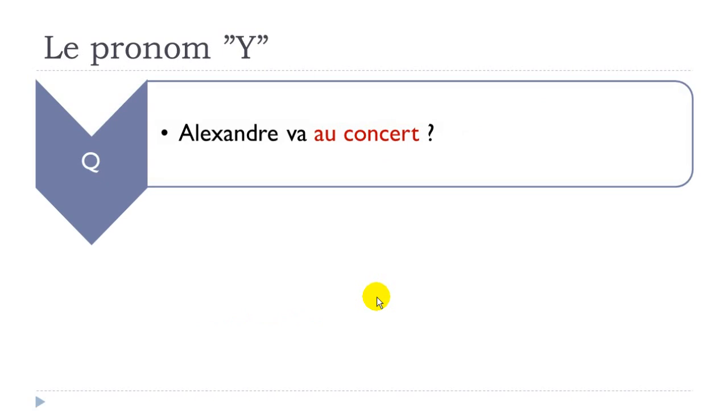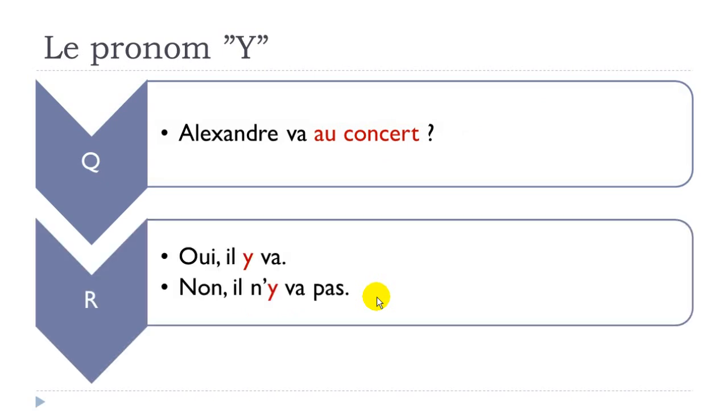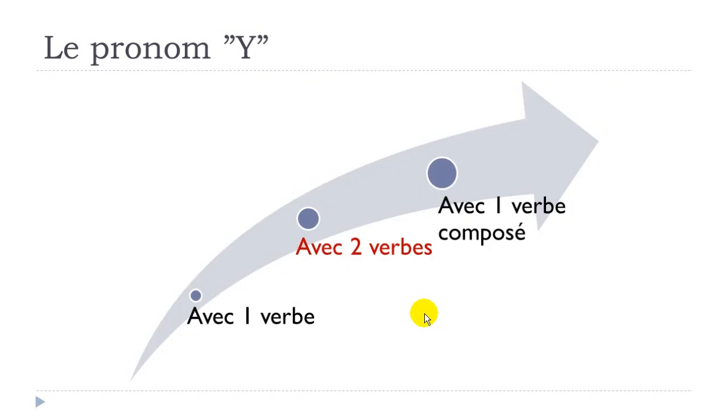Alexandre va au concert? Oui, il y va. Non, il n'y va pas. Okay, so no changes from what we saw previously. Okay, so Y before your verb, and then here, when you get the negative form, your ne is coming before the pronoun, and then your pas is coming after your verb. Okay? When you get two verbs now.